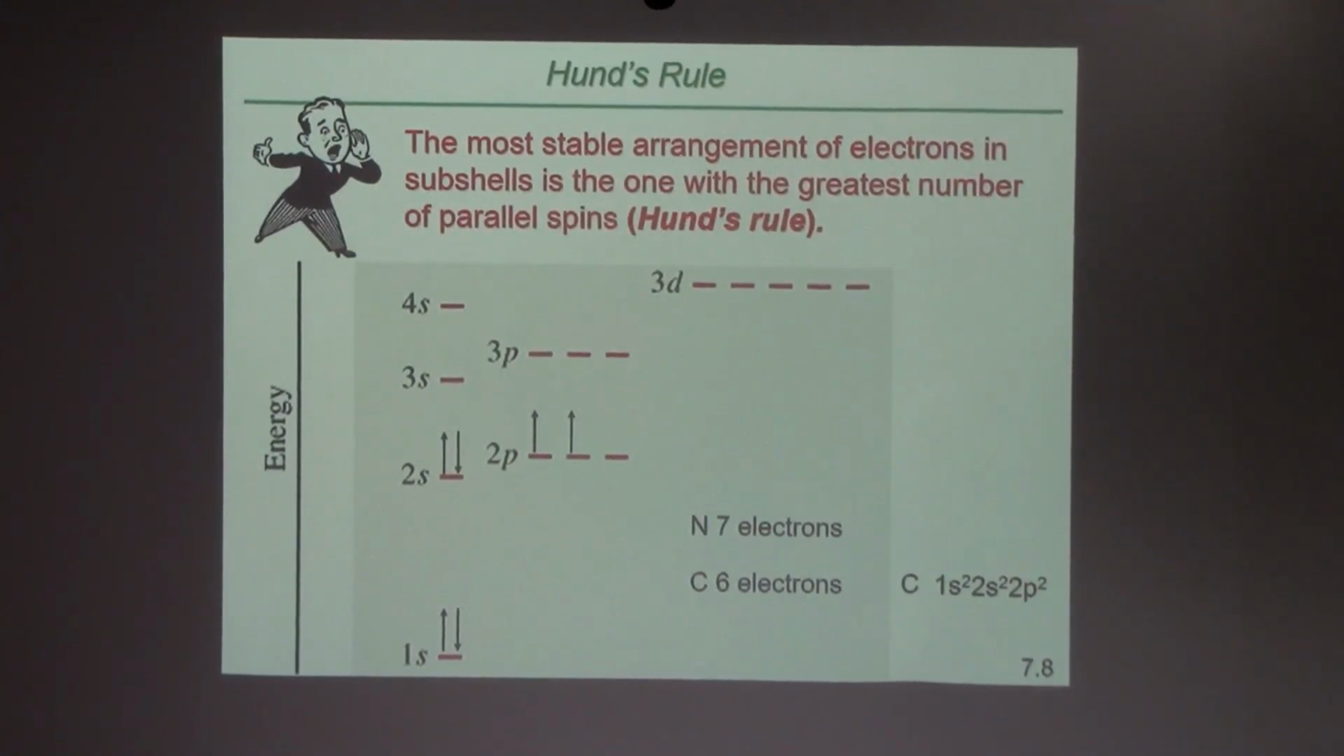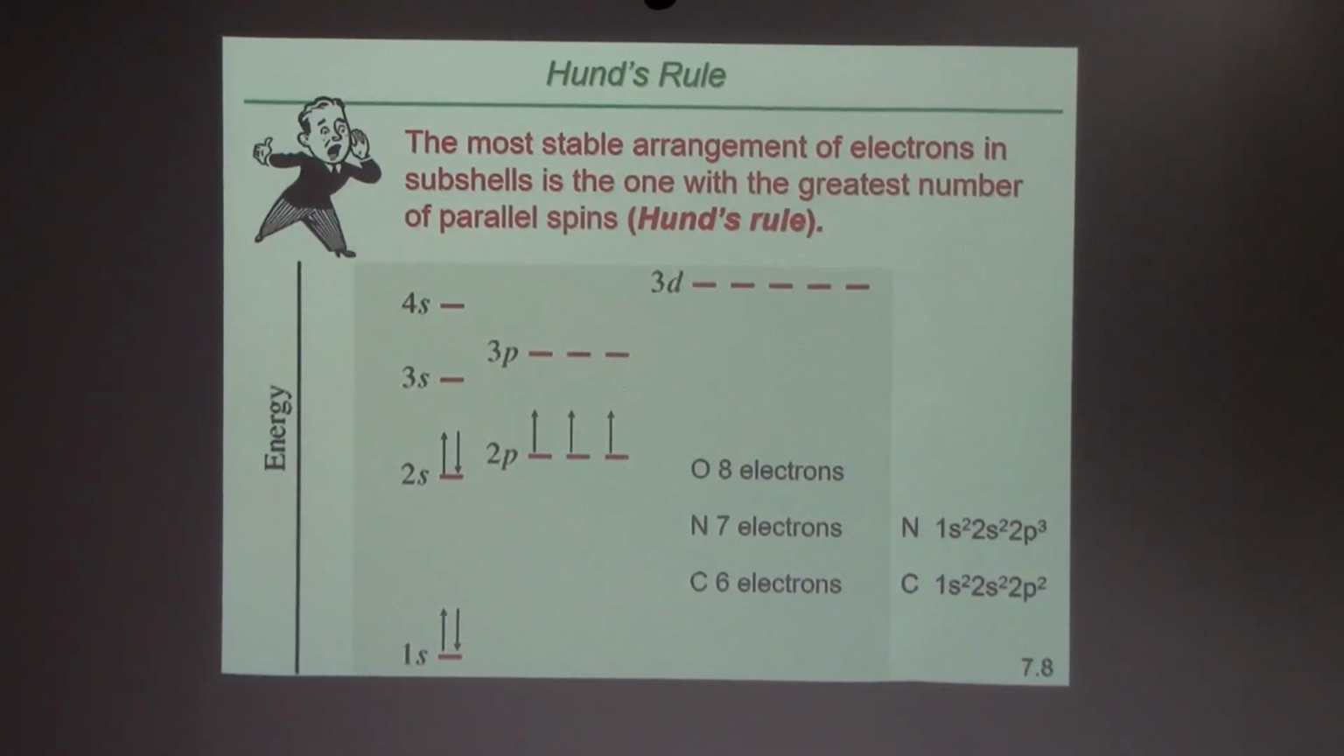Now, if you have nitrogen, which has 7 electrons, so it has one extra electron than carbon, the 7th electron is going to the empty 2p orbital, which is of the same energy level as the other 2p orbitals. So that's where it goes. And then the electron configuration would be 1s2, 2s2, 2p3.